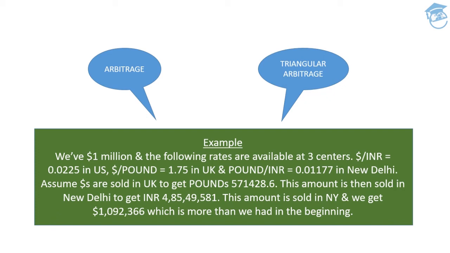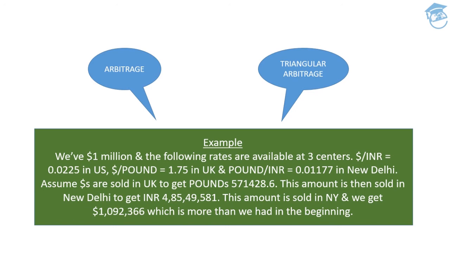Now assume guys, in the beginning of the question it has been told to us that we have got $1 million. Now the quote which is directly available for $1 million is basically dollar to INR and dollar to pound. So I'll first of all convert the same into pounds. Dollars will be sold in UK to get pounds. So $1 million divided by 1.75, which is the dollar to pound quote available in the example. So I'll get a figure of 5,71,428 pounds.